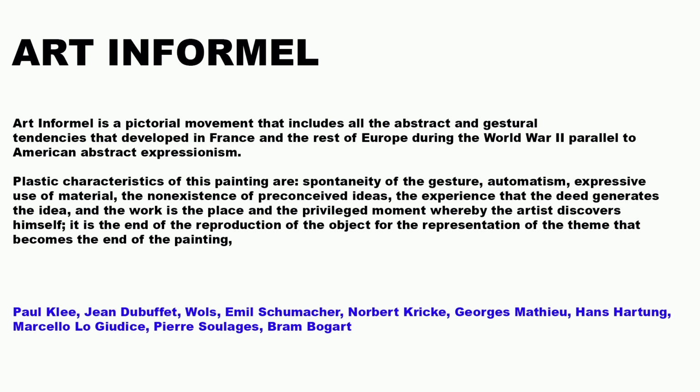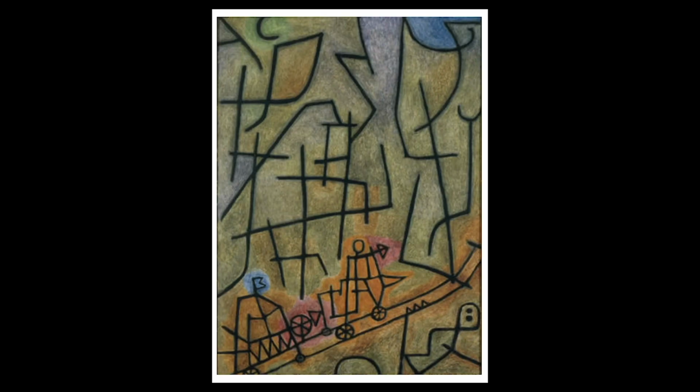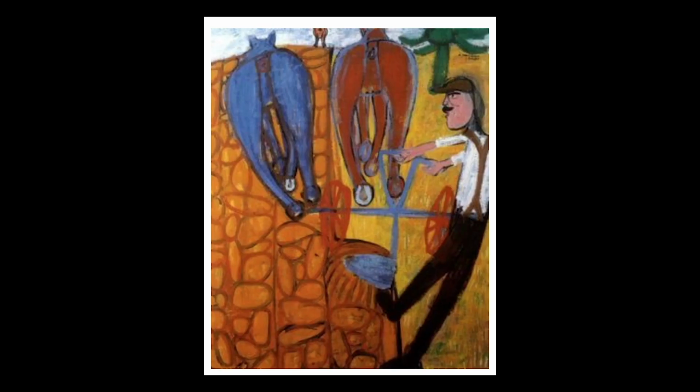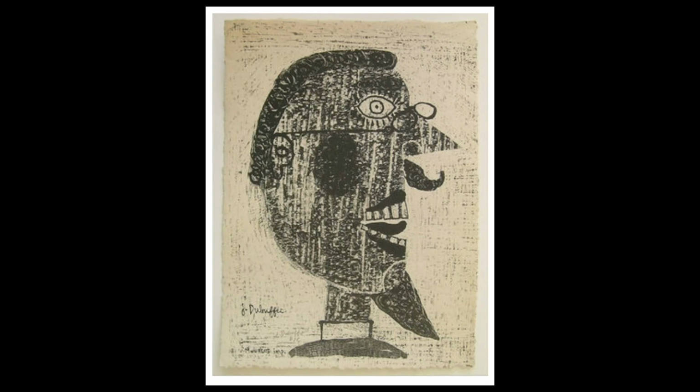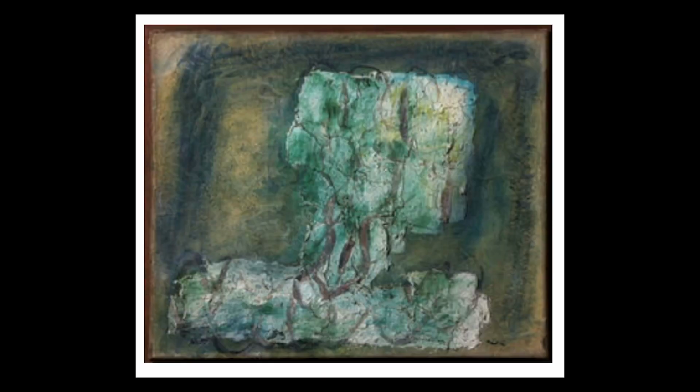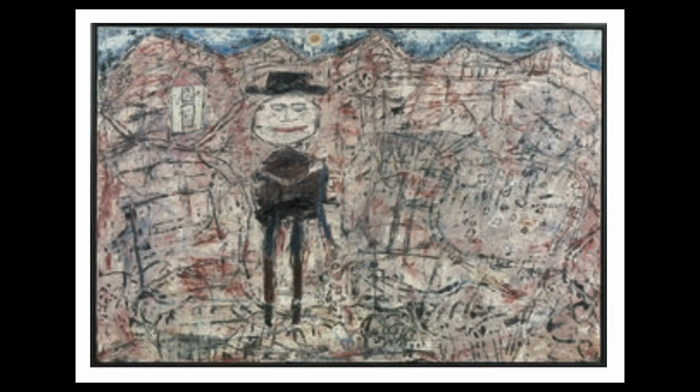artist discovers himself. It is the end of the reproduction of the object, for the representation of the theme becomes the end of the painting. Regarding art informel, yeah, it's a continuation of abstract expressionism, but not in America, obviously. You have some work from Dubuffet here, some painting from Paul Klee also.